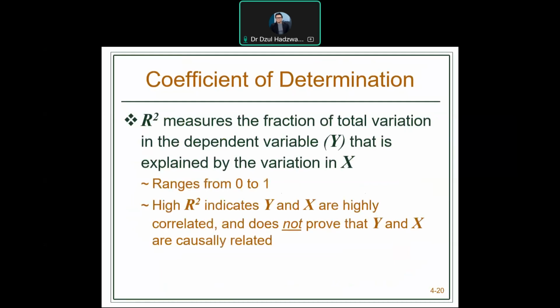Okay, it can range from 0 to 1, so 1 equals 100%. A high R square indicates Y and X are highly correlated, and does not prove that Y and X are causally related. Somehow, if you use time series data, R square is definitely high. If you use cross section, R square is quite low.